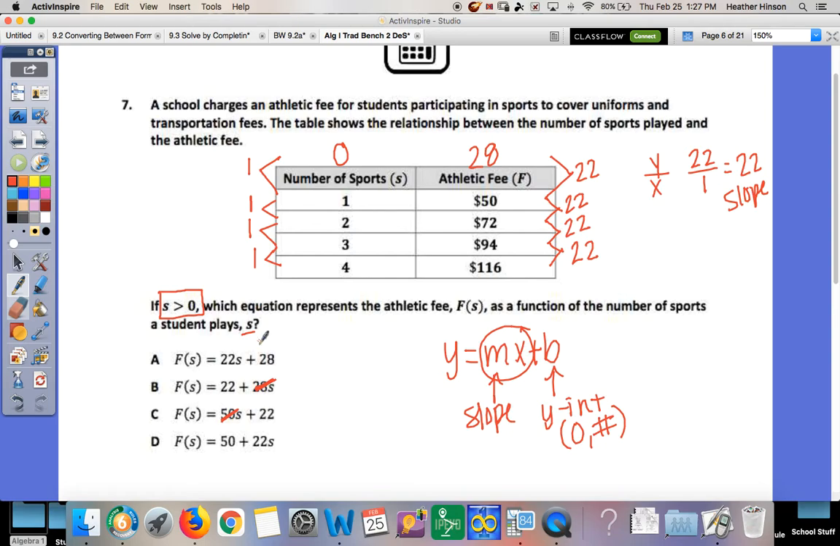So all we have left is A and D. Which one has a y-intercept of 28? A. Perfect, because D had your number for 1, not the y-intercept.